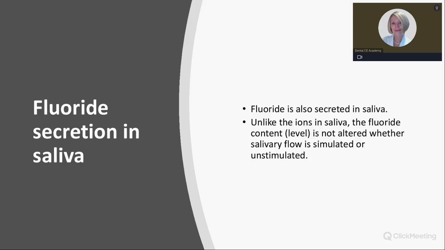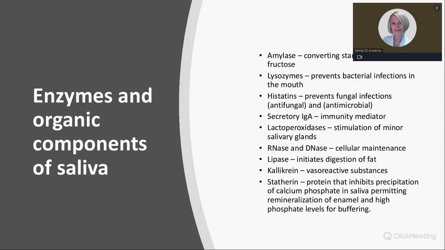We also know that fluoride is secreted in saliva, but unlike the ions in saliva, fluoride content level is not altered whether salivary flow is stimulated or unstimulated. Now, enzymes and organic components of saliva. Amylase, as we said, the ptyalin converts starch into glucose and fructose. We have lysozymes, which are antibacterial or antimicrobial, histatins that prevent fungal infections, so antifungal, antimicrobial, secretory IgA, an immunity mediator. Lactoperoxidase stimulates the minor salivary glands, as we said.